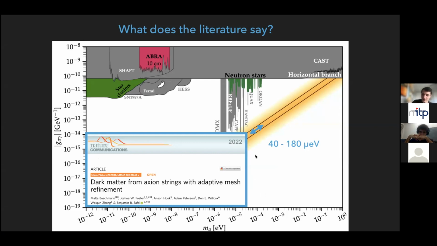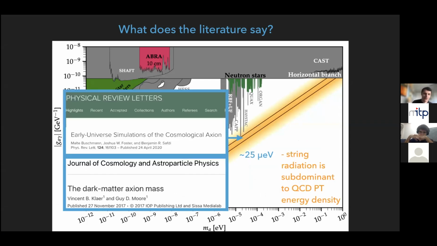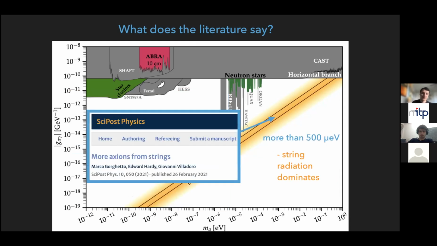Now, to put that even more into context with previous work, we had a paper a couple of years ago, and Vincent, Clare and Moore also ran some simulations where we found that the Axion mass is somewhere around 25 micro eV, which is somewhat lower. However, that work had the assumption that the string radiation is subdominant, which turned out to be not entirely true, which is the main reason why this value is somewhat on the low side.